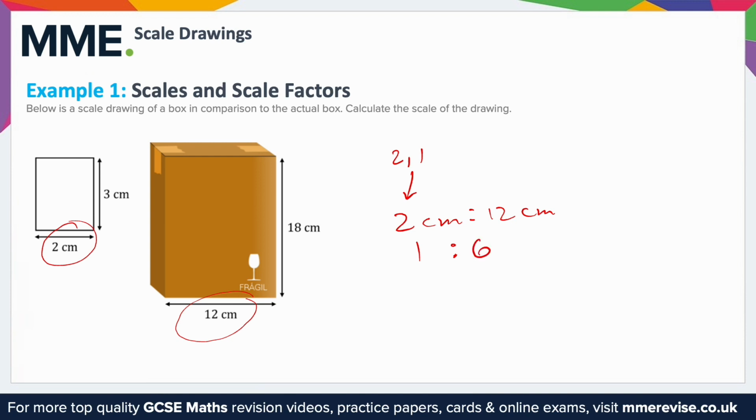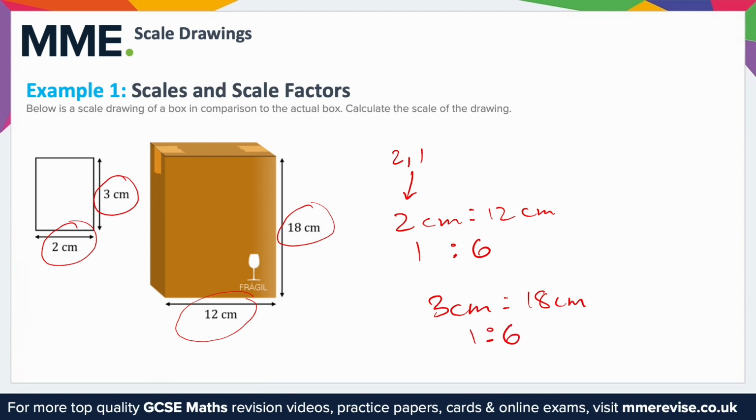Notice I've got rid of the units because now we don't need them, because we know they're both the same. So there's the scale of this drawing. It's 1 to 6. You could have, of course, done this with the heights instead. You could have used 3 and 18. I can show you that quickly. So 3 centimeters to 18 centimeters. They're both in the same unit. Dividing them both by 3 gives you 1 to 6 again.